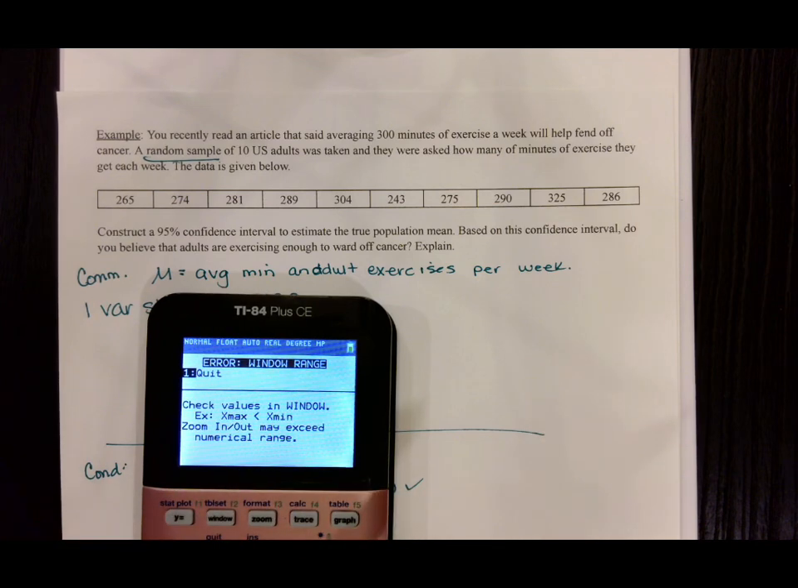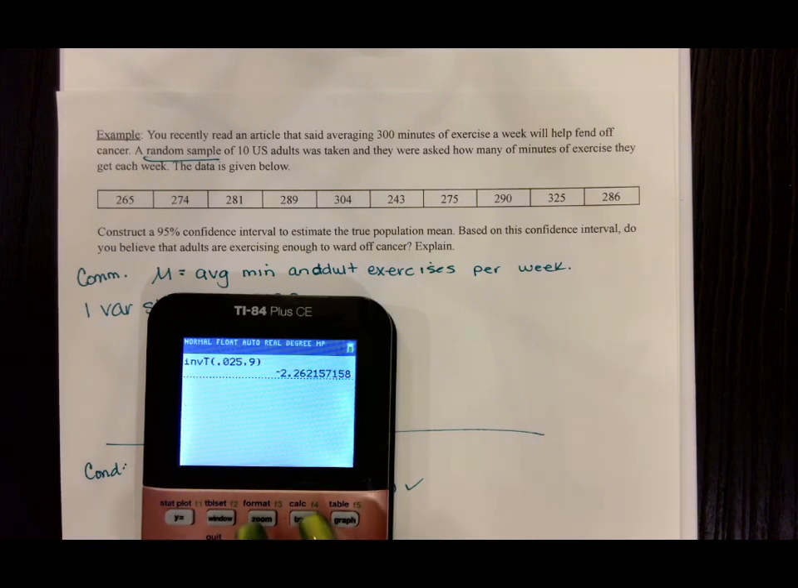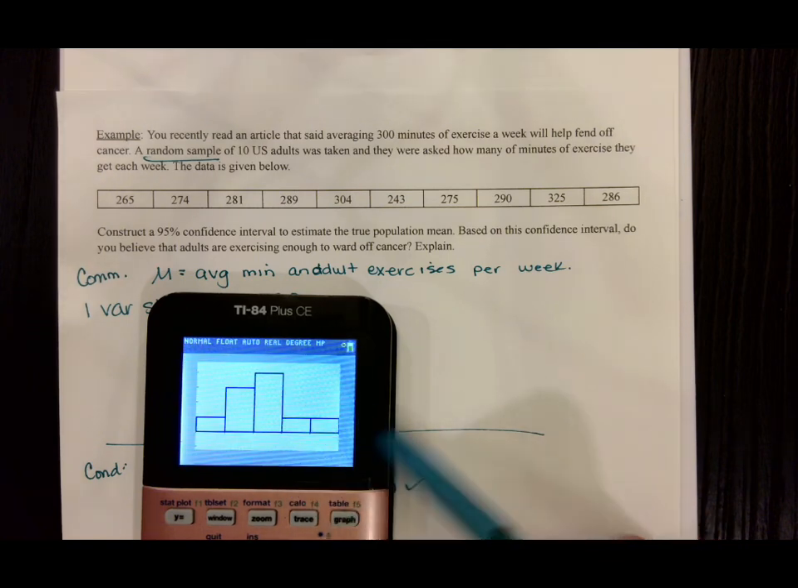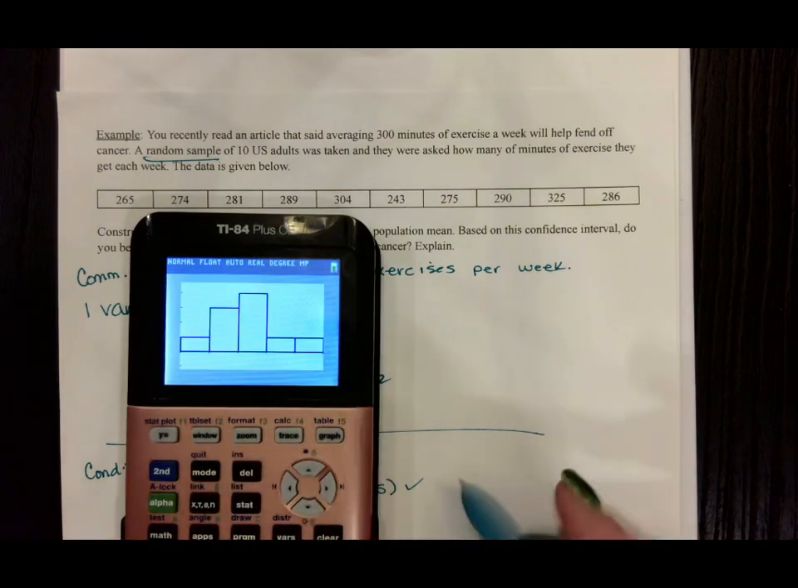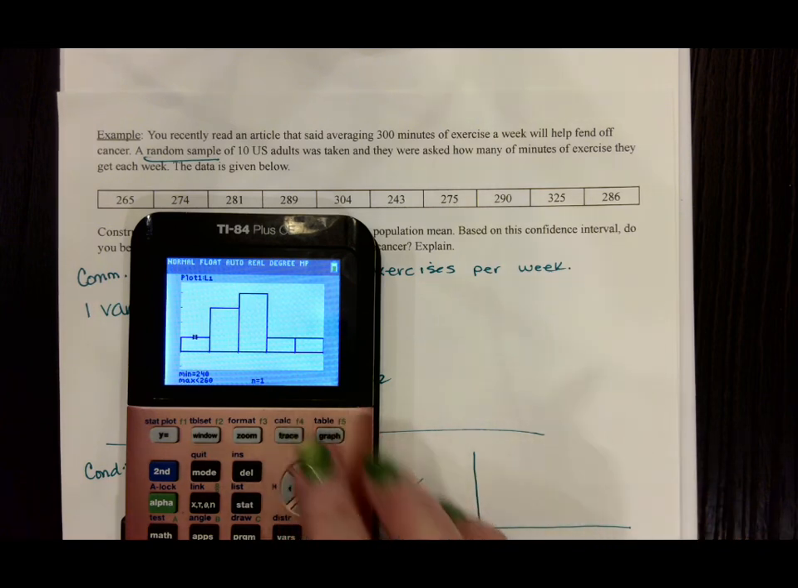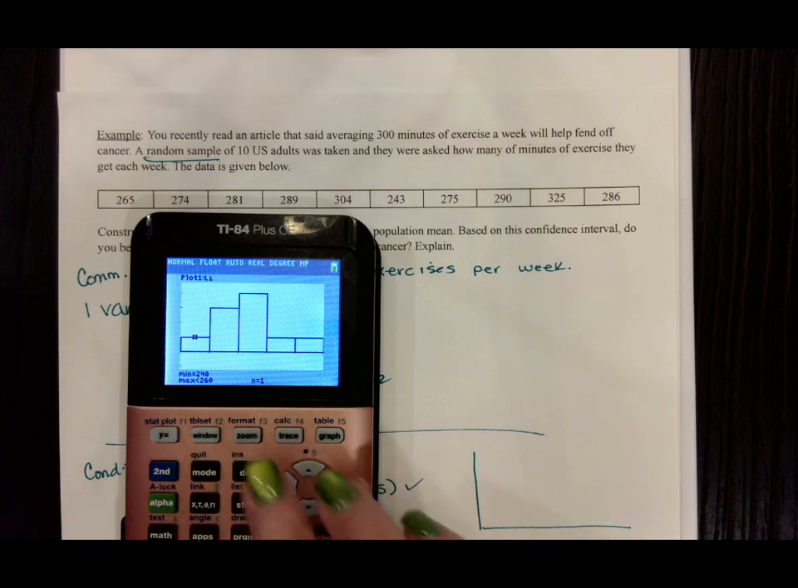Hold on, let me see what I did wrong. Oh, it should be 340. And I graph this again. Now my histogram doesn't look like it has outliers. It looks a little bit skewed, but not really. So I'm just going to very quickly graph this. And if you hit trace, trace is going to give you the values.